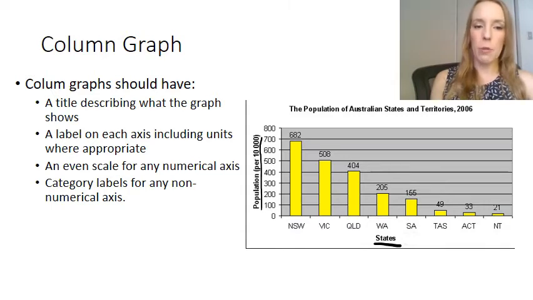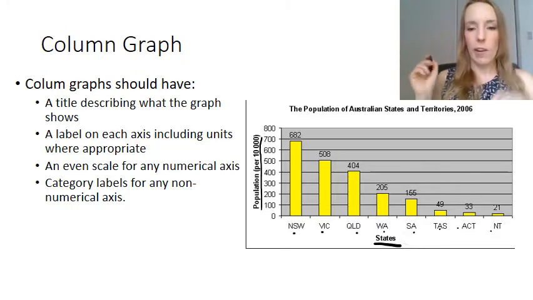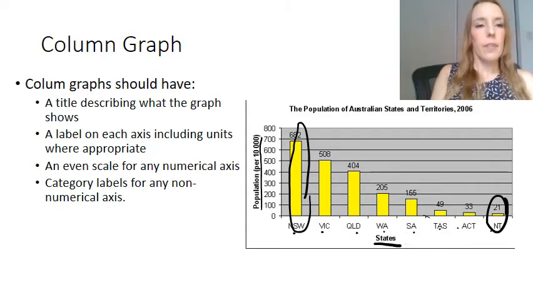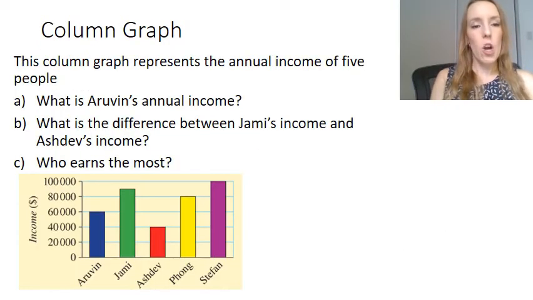And category labels for any non-numericals. So we've got labels on each of these points, so we know exactly which state or territory we are looking at. So there's our column graph. So we can quickly see there, Northern Territory had our lowest population, and New South Wales had our highest population. There we go. Okay, so column graphs, we're going to do a few questions about a column graph.